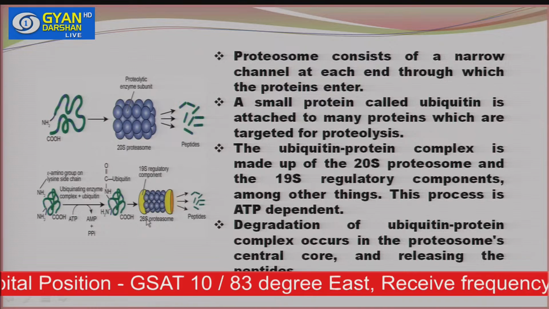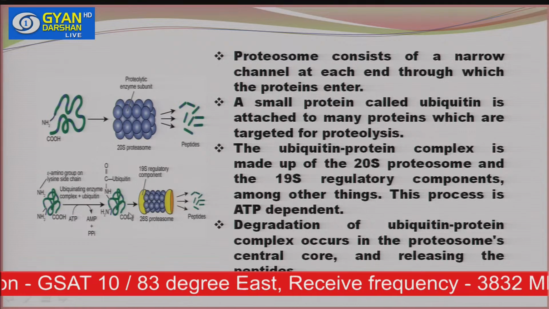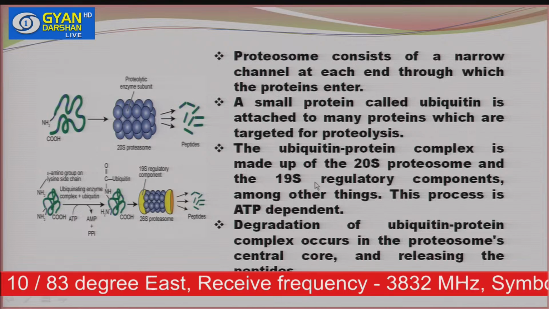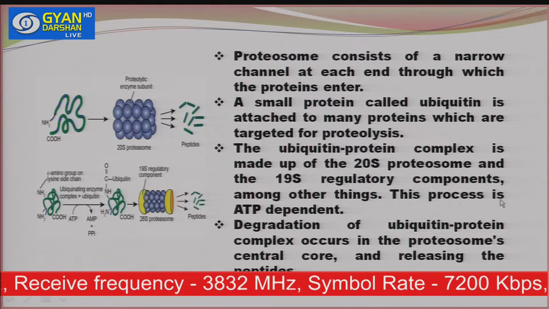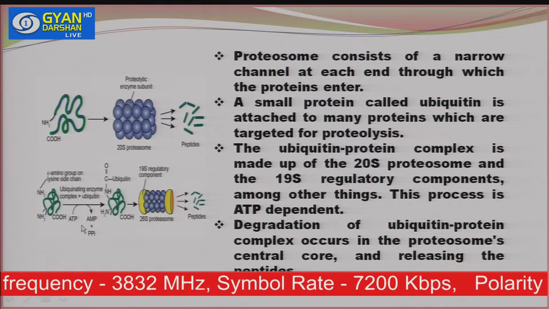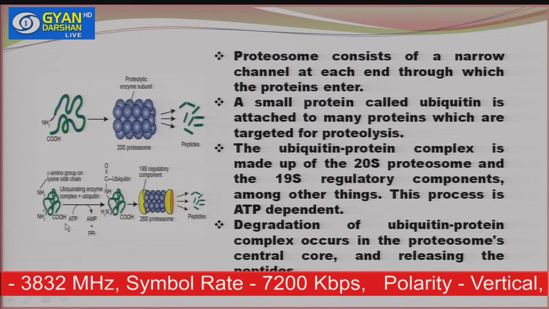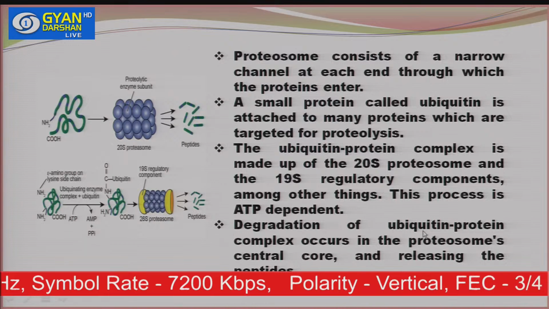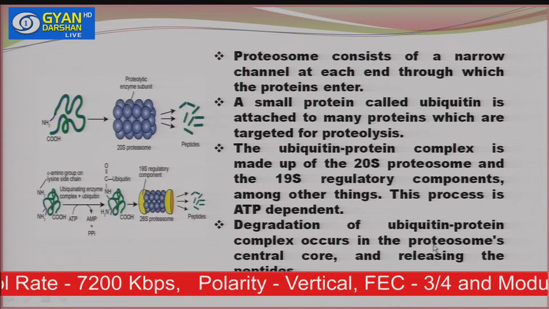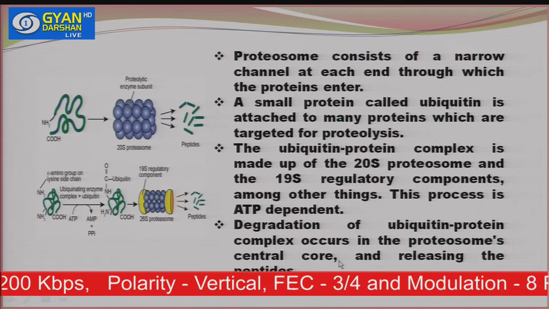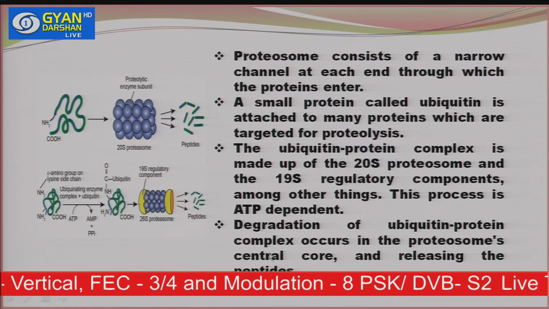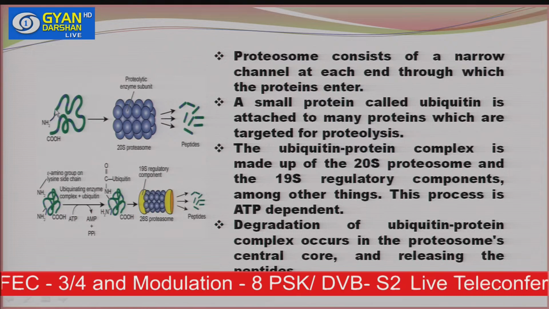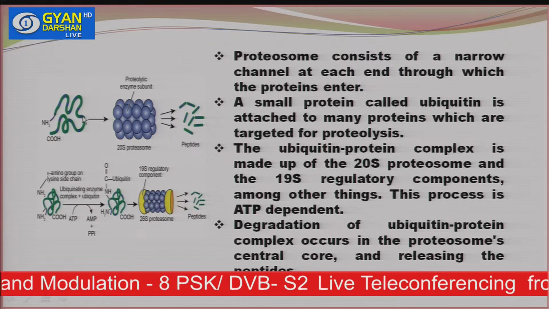Here is a very important part you can see in the yellow color. It is the regulatory component along with the other things. The process is ATP dependent. Without ATP this system will not work. Degradation of the ubiquitin protein complex occurs in the proteasome central core and releases the peptides. So these are the mechanisms by which your antigens, basically proteins, are processed.